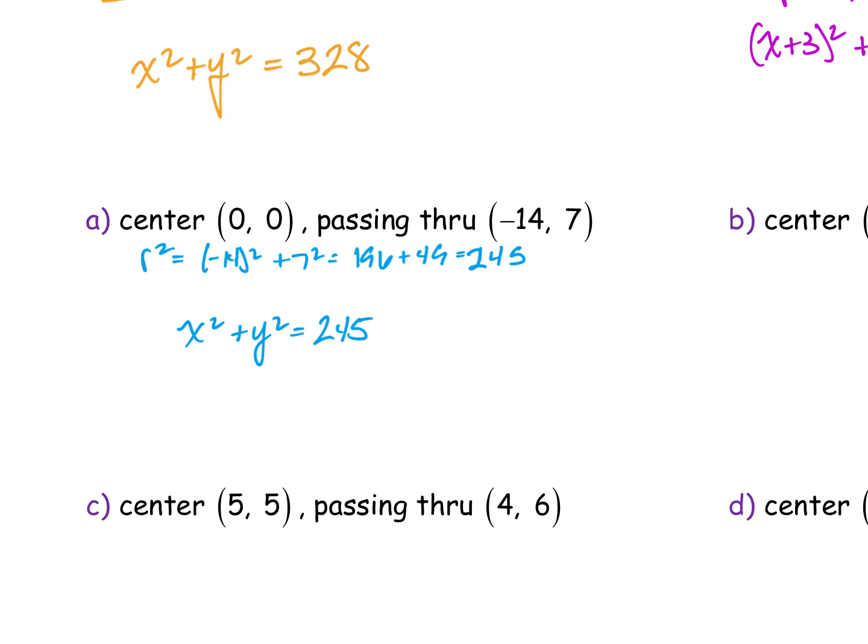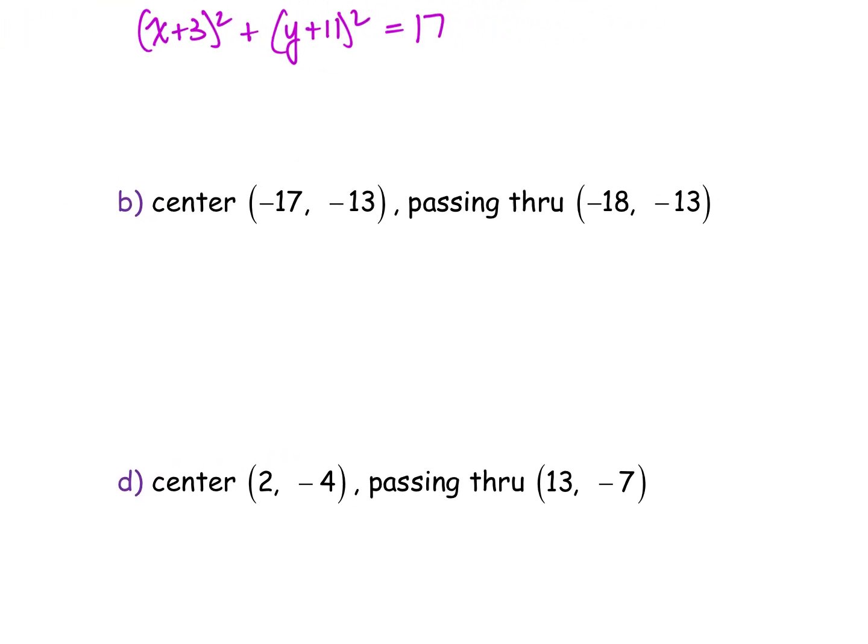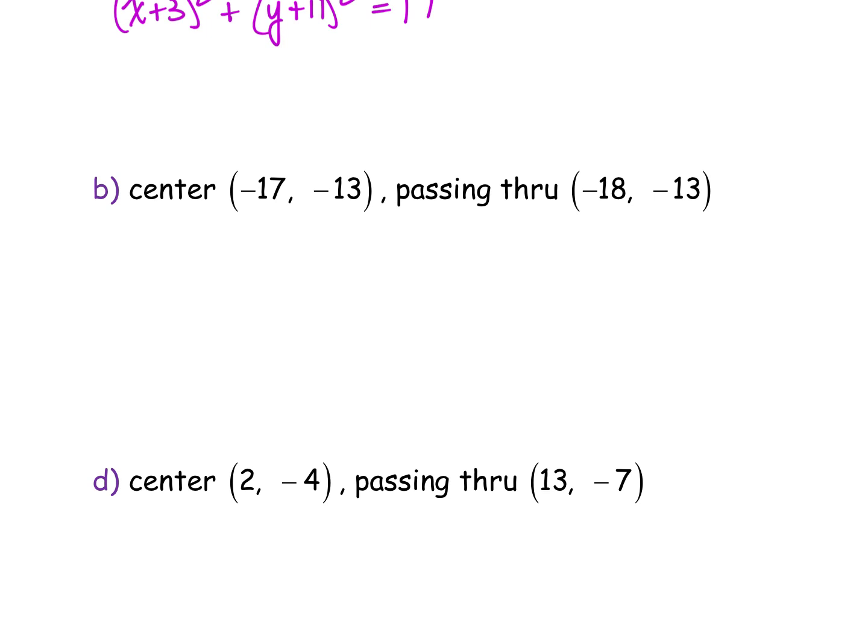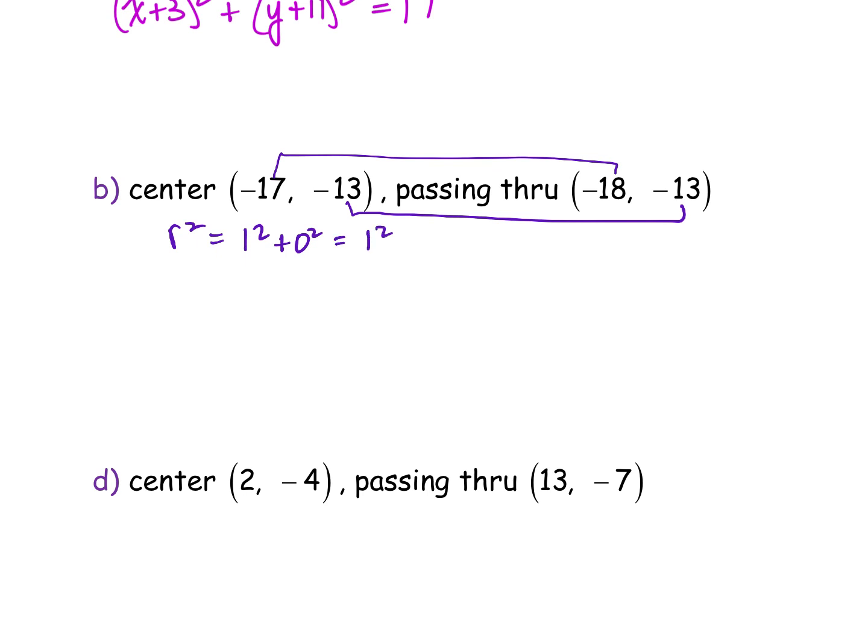Okay. And then here, the difference between my x's is 1. So r squared is going to equal 1 squared. And the difference between my y's is 0. So that's 0 squared. So 1 squared.